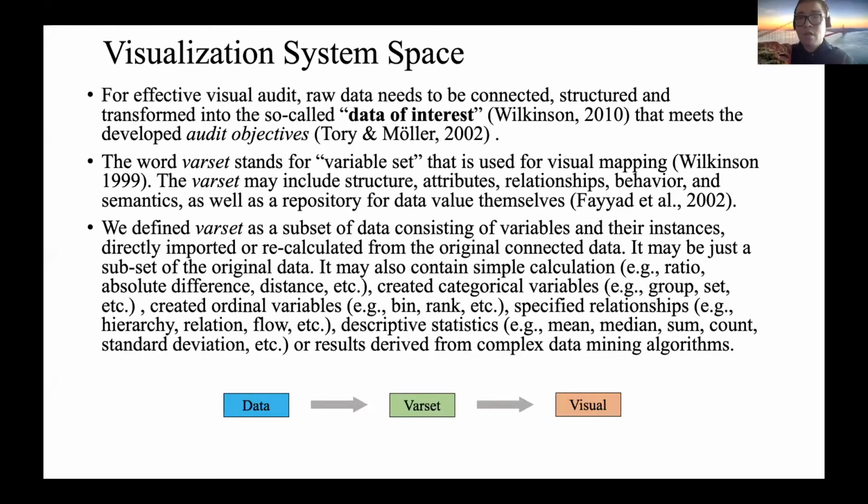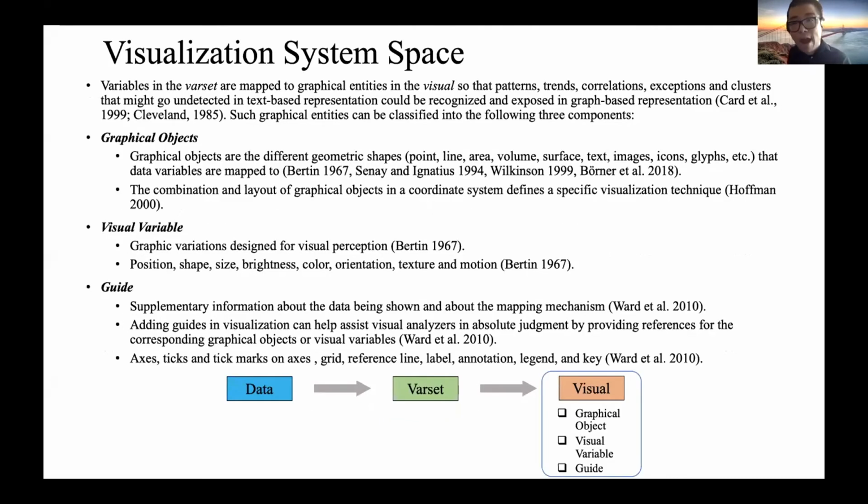So in the var set, you have variables, either original or recalculated. For each variable, you have a long list of records and instances, and you map those variables to the visual, the graph, to different graphical entities in your final visual results. We categorize those graphical entities into three types. The graphical objects, which are different geometric shapes like point, line, area, volume, surface, etc. The visual variables, which are their variations like position, shape, size, brightness, color, orientation, texture, and motion. And also you need to add some guides into your visual. The guides are the supplementary information which will help auditors to gain some absolute judgment. Those guides could be axes, ticks, marks, reference signs, labels, annotations, legends, and keys. So this is the system space.